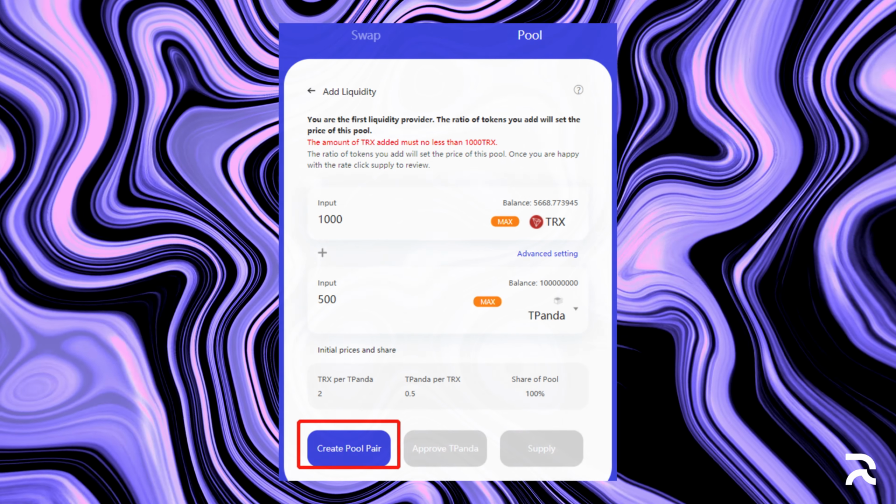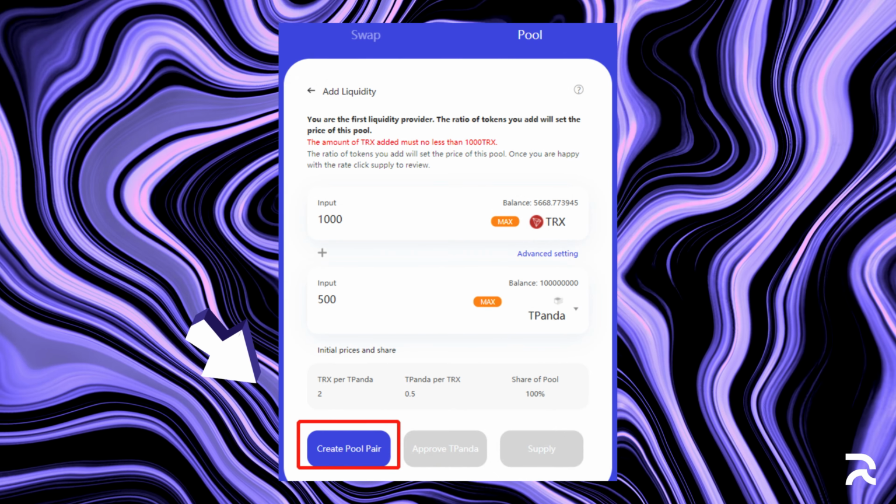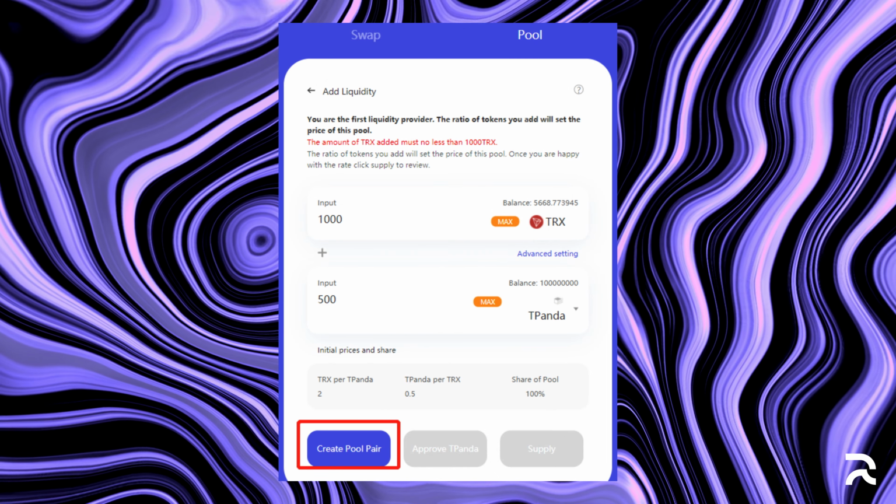Step 3. Creating the pool pair. After entering your tokens and amounts, click Create Pool Pair. This action initializes your new trading pair. After creating your pair, the next step is crucial, adding liquidity.